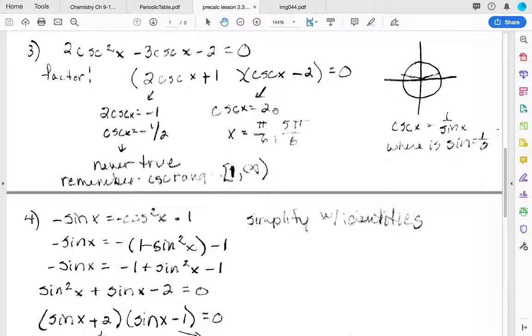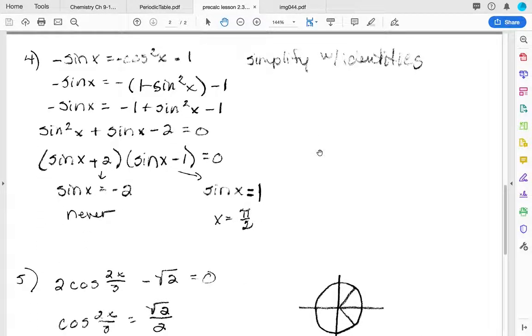I add 2 to the right side, and I know cosecant is 2 at pi over 6 or 5 pi over 6. Remember, cosecant is 1 over sine, so we're looking for the angles where sine is equal to 1/2, because 1 over 1/2 gives us the 2. And so our final answers are pi over 6 and 5 pi over 6.